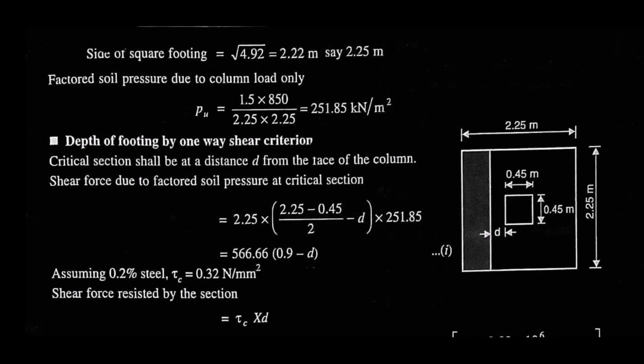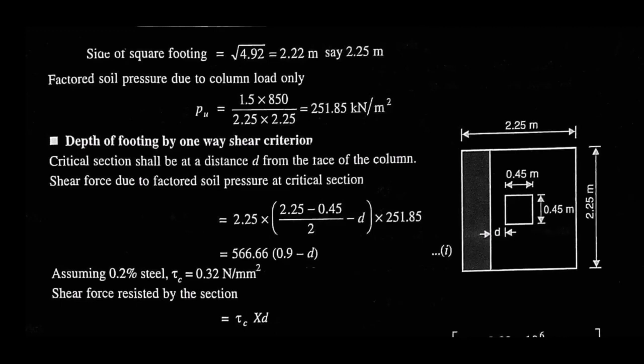That means shear should act in either this side or that side. But in case of square footing, all sides are the same, so we have to calculate it for only one time. Critical section shall be at a distance d from the face of the column. So you can see here, from the face of the column at d distance, the critical section is shown.